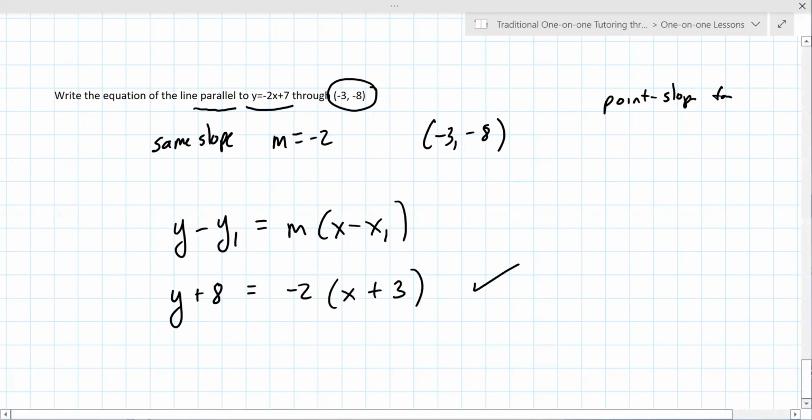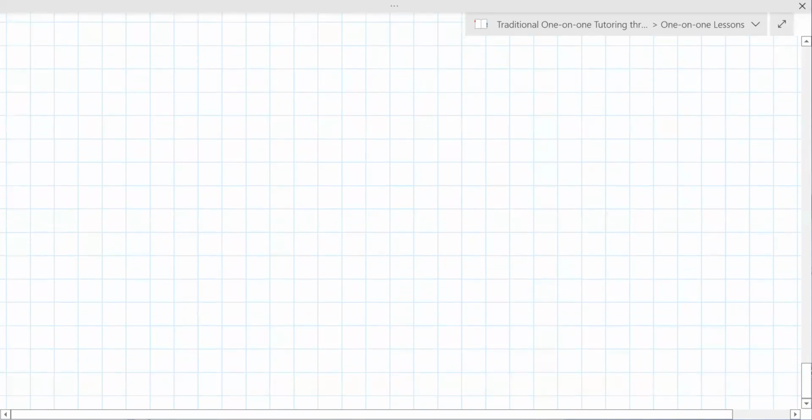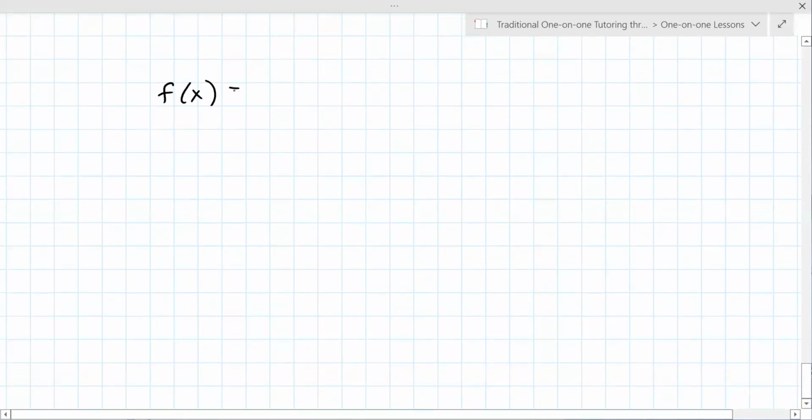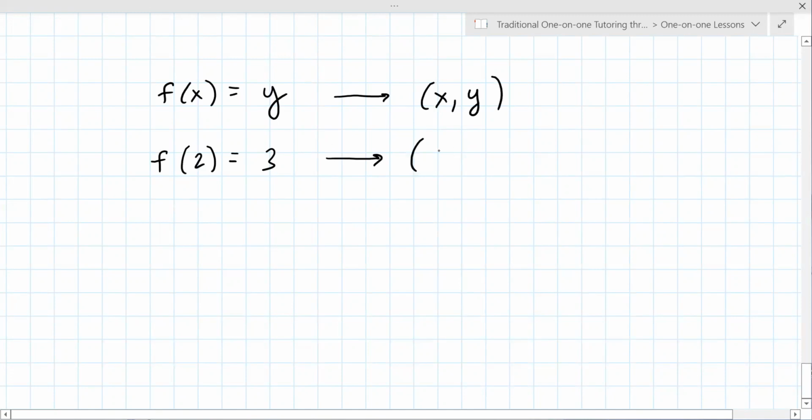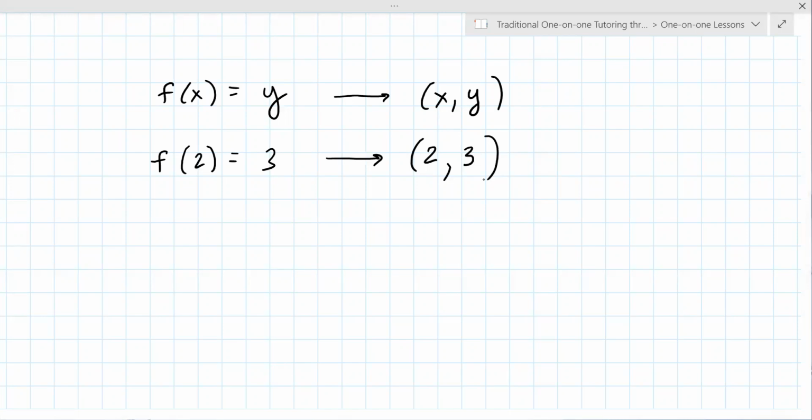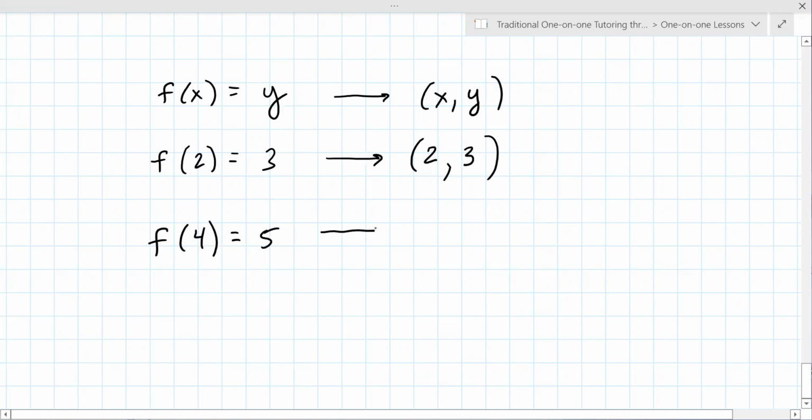Okay, now before we do another problem, we have to review one other thing here. There's this notation, f of x equals y. So for example, if I tell you that f of 2 equals 3, this means that the ordered pair x comma y, the x is the number in parentheses, is 2, comma 3. Okay. 2, comma 3. Like that. All right. So let's say it's f of 4 equals 5.